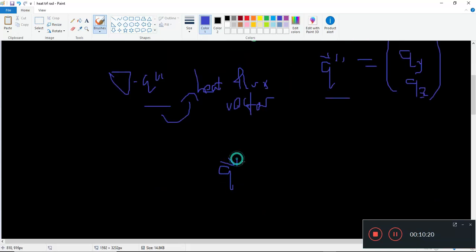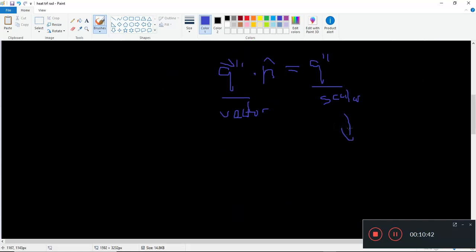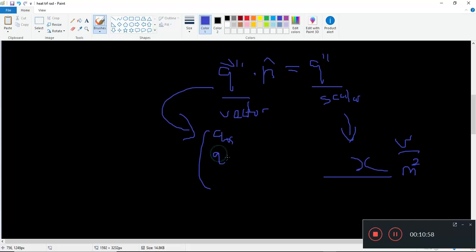So the heat flux vector, if we were to do a dot product with the surface normal, we will get the heat flux scalar. So this is the vector. So this one will have only one component, so it is like X amount of watts per meter square, which is what we are used to calculating in our undergraduate heat transfer courses. This will have three components: Qx, Qy, Qz.